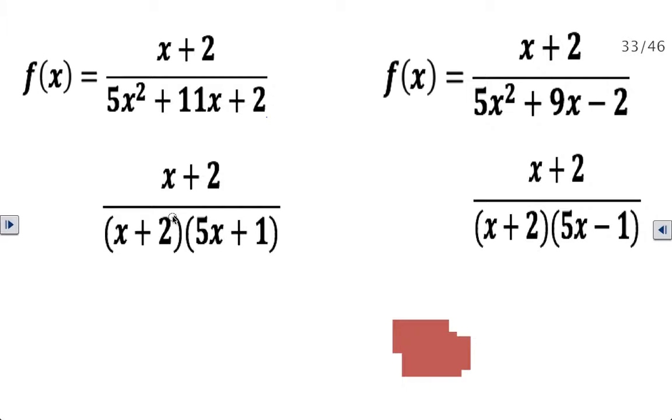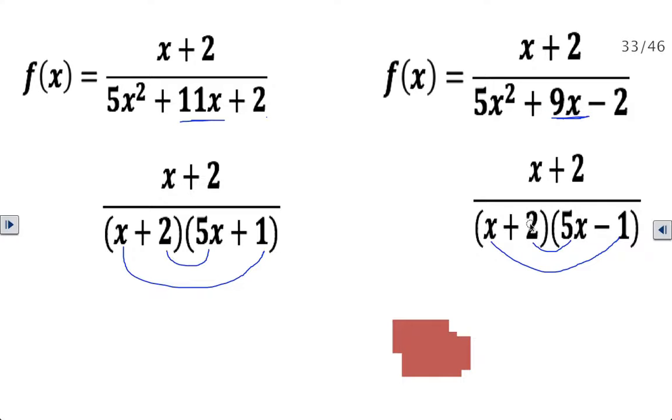Specifically, your middle terms, you want to look at those. If you multiply these two terms together and these two terms together and then add your answers, you should get your term here. So in this case, we have 2 times 5x gives you a 10x, and an x times 1x gives you an x, so 10x plus 1x gives you an 11x. And then same thing over here, 2 times 5x gives you 10x, and an x times negative 1 gives you negative 1x. So 10x minus x gives you 9x. Okay, so we're just checking our middle terms.